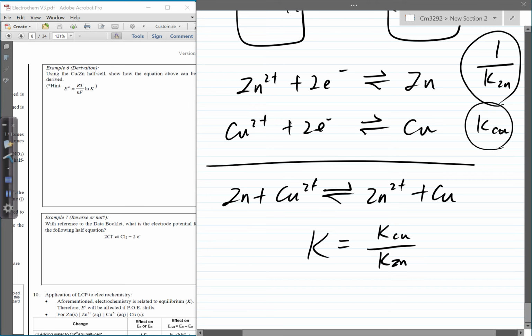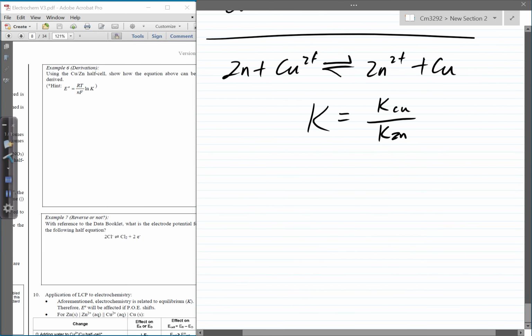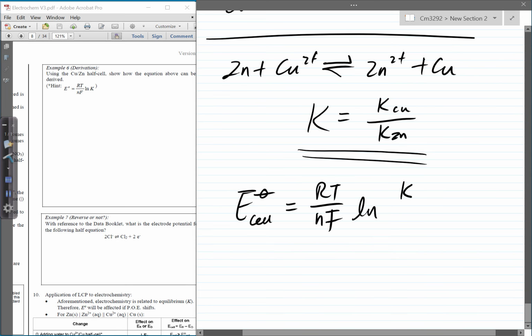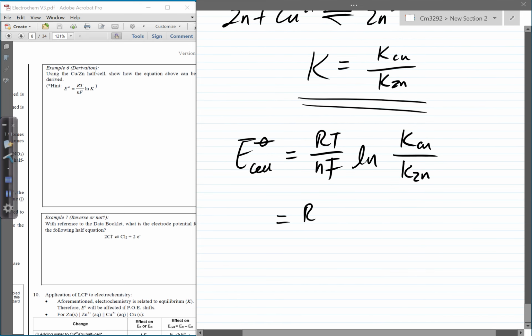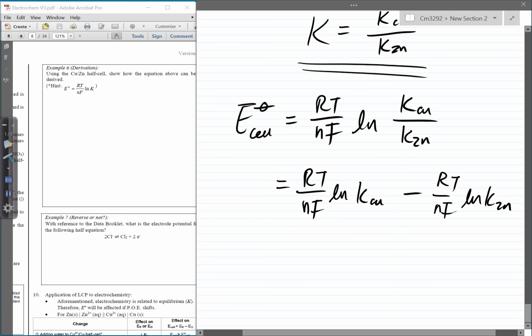So now remember that first equation, E equals RT over nF ln K. If we substitute this in to find out the E cell of this equation, the equation will become E naught cell equals RT over nF ln K Cu over K zinc, correct? So now if I want to simplify this equation, this is just equal to RT over nF ln K Cu minus RT over nF ln K Zn. Correct. So ln K Cu, this is the what electrode? Is this the reduction or the oxidation?